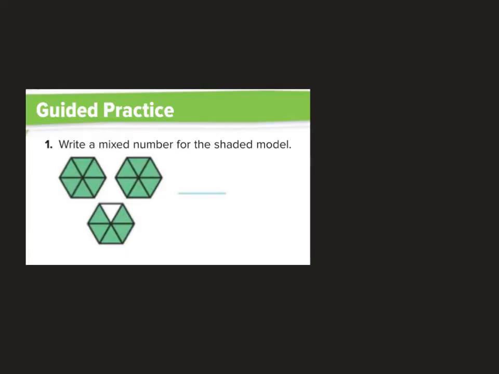Guided practice here says write a mixed number for the shaded model. So I've got 1, 2 whole shapes, and then this shape down here is out of 1, 2, 3, 4, 5, 6. So out of 6, how many are shaded? 1, 2, 3, 4, 5. 2 5/6 of the shapes are shaded.